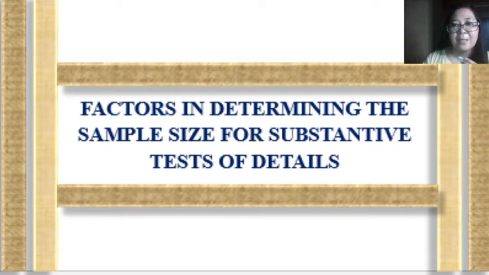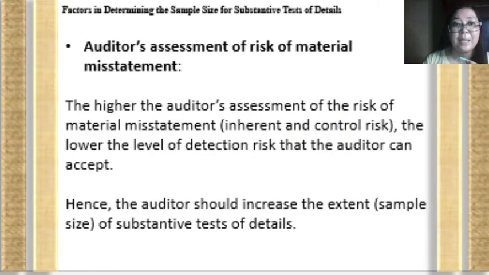Okay. So in this video lecture, we will continue with the next topic, which is about the factors in determining the sample size for substantive tests of details. So what are the factors that the auditor needs to consider for the sample size, in the case of substantive test of details? So the auditor's assessment of risk of material misstatement is the first factor.